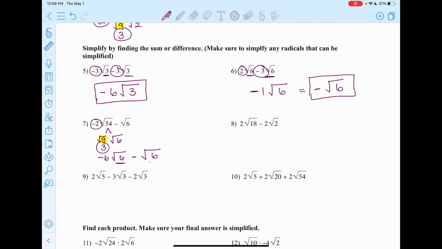So now that they're the same radical, I can combine them. Remember, there's an imaginary 1 here, so negative 6 minus 1 gets me negative 7 radical 6.